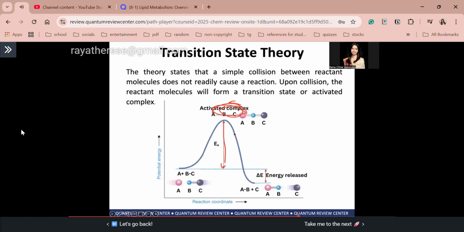Tama naman, di ba, guys? Pag higher activation energy, meaning the slower the reaction. Okay? I hope it's clear, guys. Again, this is your transition state.